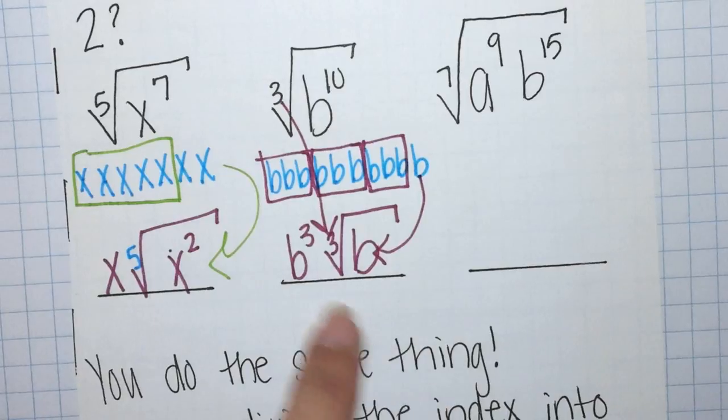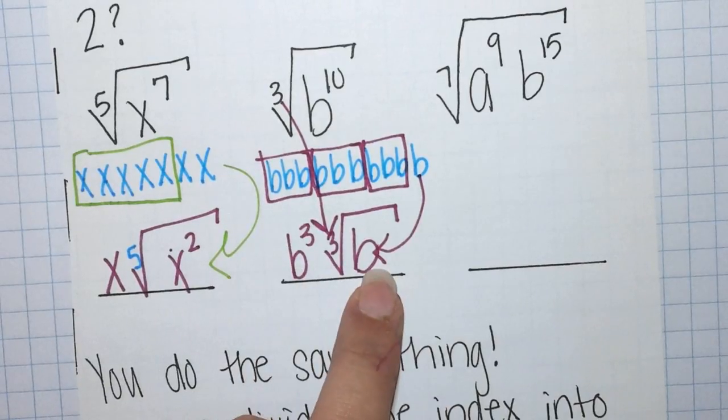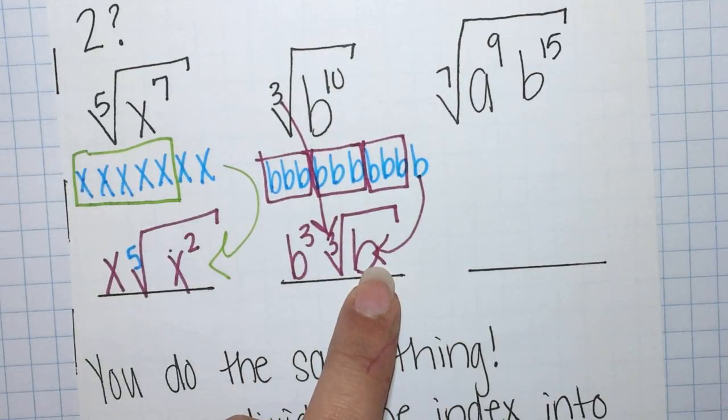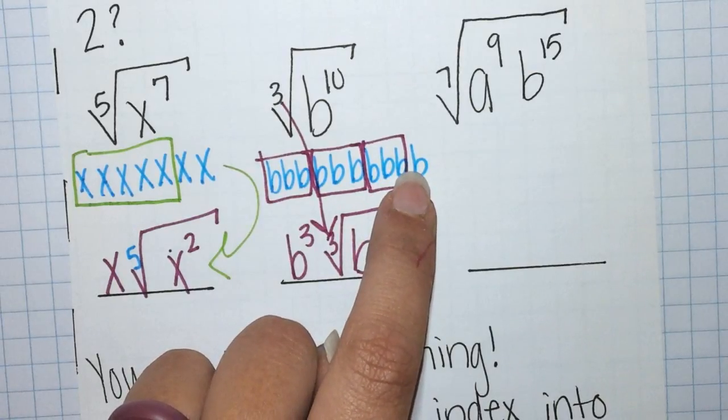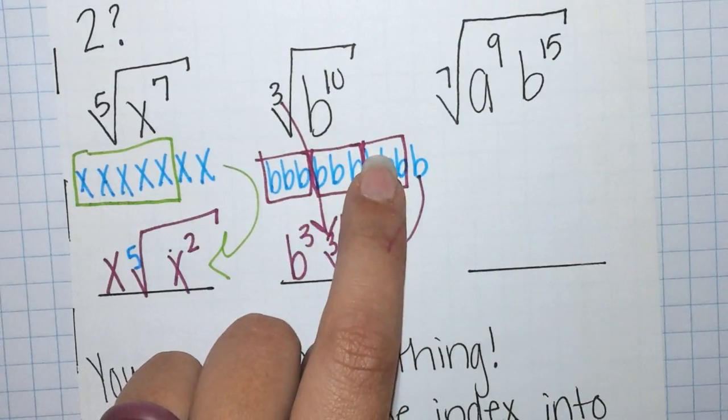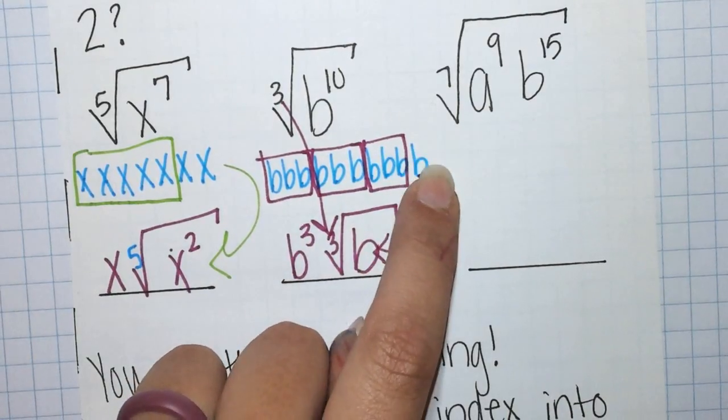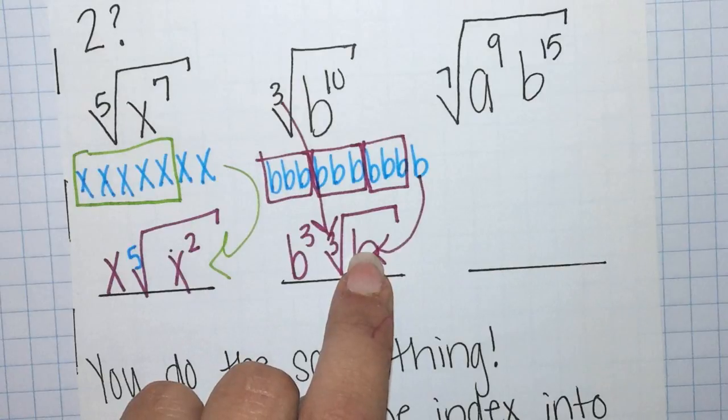Which b? This b? The one inside the box? It's like a placeholder for the one. Because there's one left over. We only have enough to make 3 groups, and then one's left over.